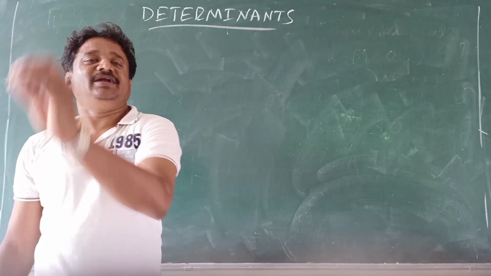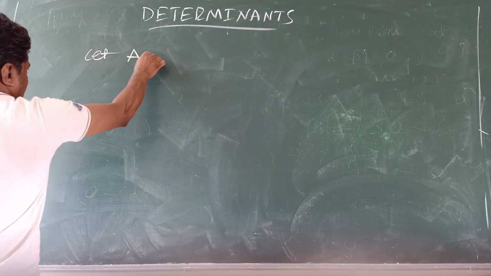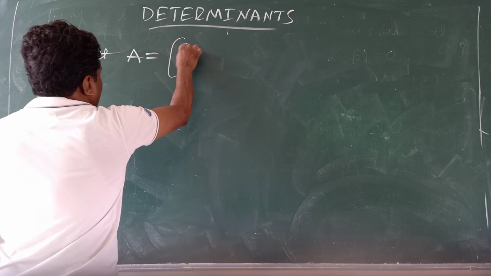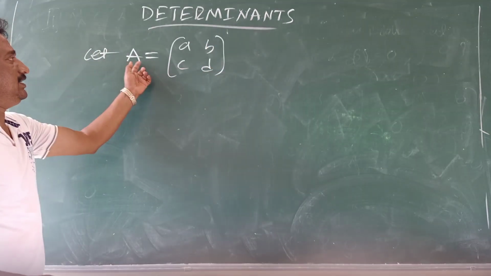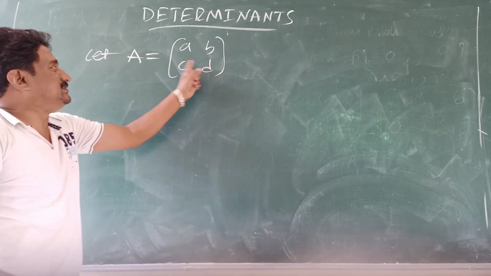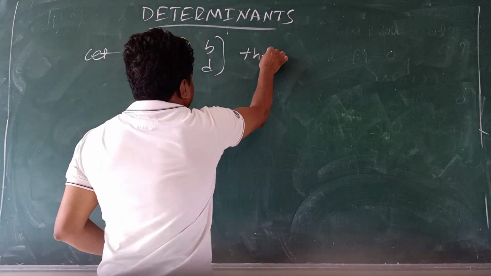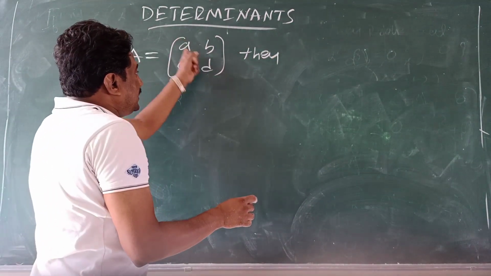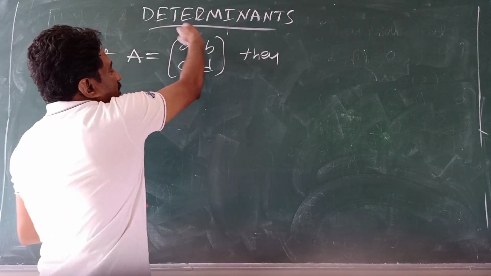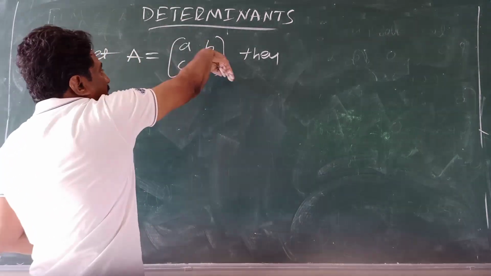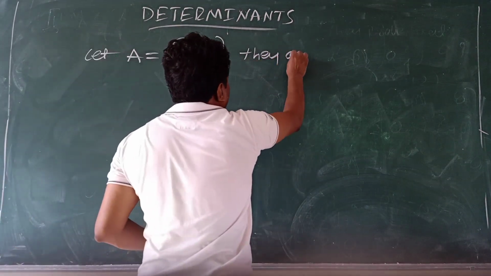So I take matrix A. Let matrix A be equal to A, B, C, D. Then the quantity AD: first you multiply the principal diagonal elements. You must multiply this side first, then go for this side. Product of A into D, AD.